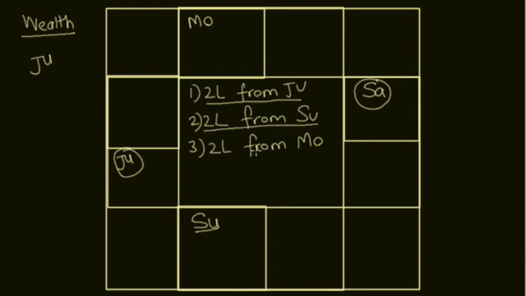Then the second lord from Moon. So Moon is here in Aries. Second house from here is Taurus, and lord of Taurus is Venus. Let's say Venus is over here in Gemini. So the Jupiter's transit over Venus is going to bring in lot of wealth. Okay, so that's about the wealth.